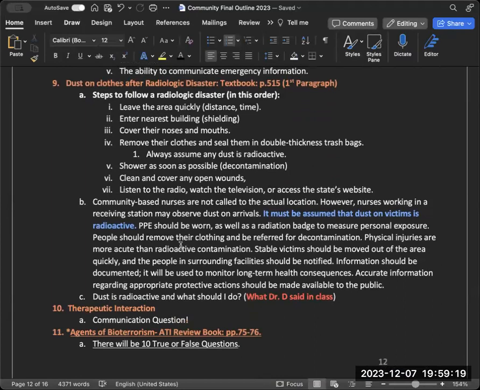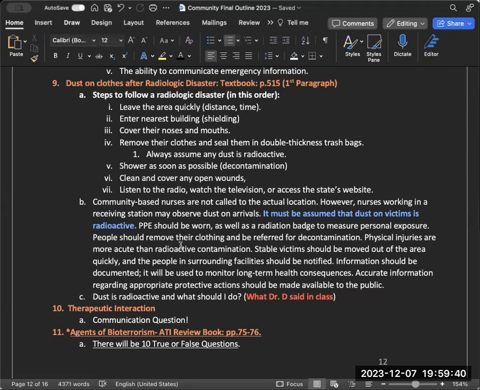So the next thing is dust on clothes. Imagine we have radioactive dust on our clothes. What do you think might be the first thing that you should do? Use PPE to cover and protect. Yeah, we want to cover and protect ourselves.